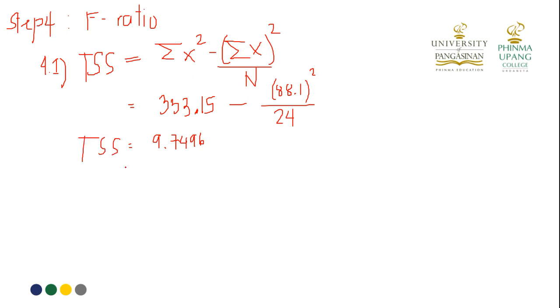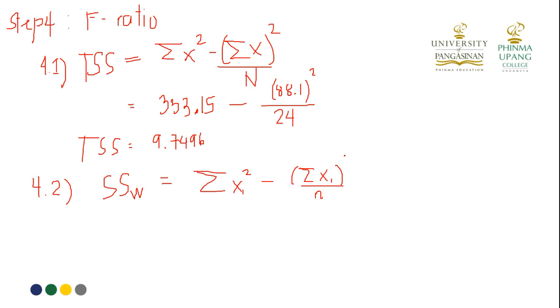Yan. So, the TSS is 9.796. Sabihin nyo kung mali yung mga naririnig ko. Let's move on now to the SSW. Yung SSW is, tatawagin natin siyang sum of squares within. So, yung sum of squares within is summation of x sub 1 squared. Ang pinagkaiba niya dito, may x sub 1, tapos minus the summation of x sub 1 ulit, all over small letter n squared. Okay?